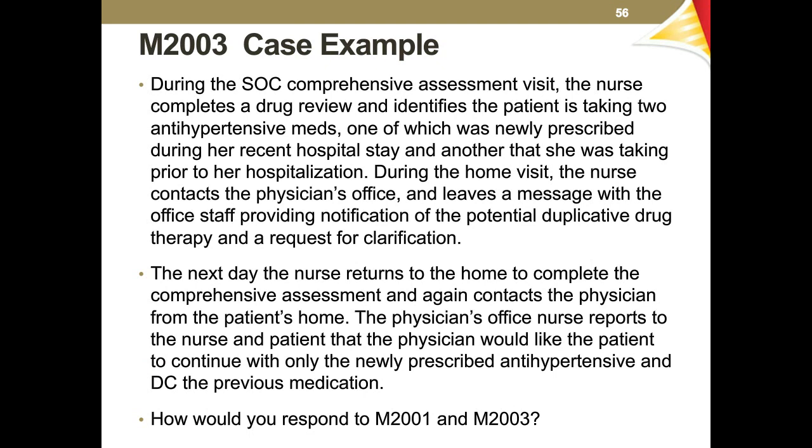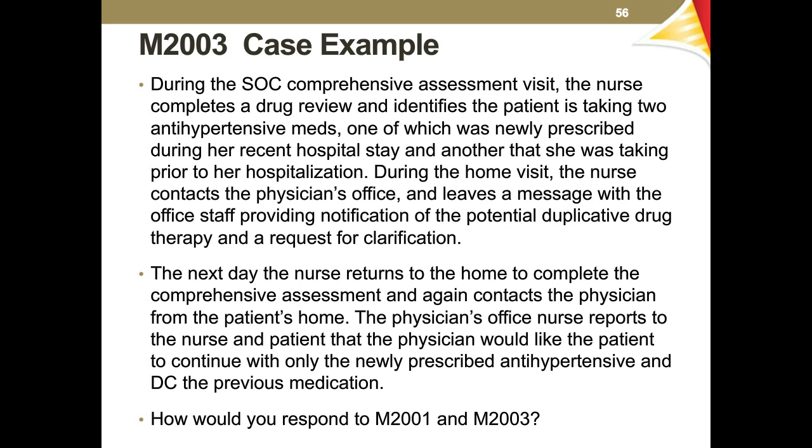So in this case, the nurse completed the drug review. She identified 2 different antihypertensive medications. She contacted the physician on the day of her assessment. The physician wasn't there. She left a message for the physician, went back the next day because she hadn't heard from the physician yet. And this time when she called the office, the physician's nurse in the office was there and said, oh yes, the physician would like the patient to continue with only the newly prescribed antihypertensive medicine and discontinue the previous medication. So how would you respond to M2001?